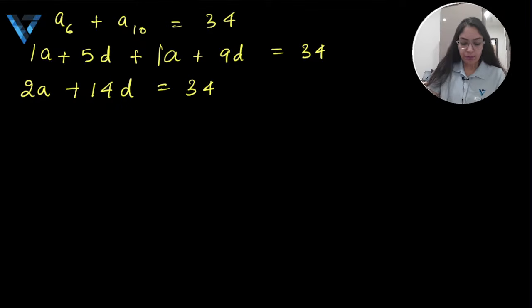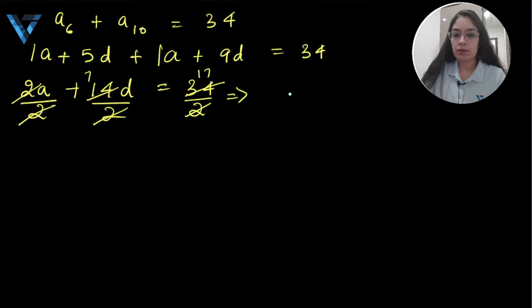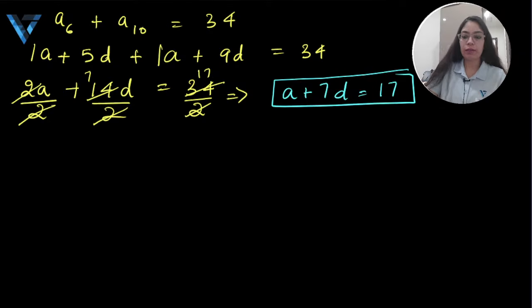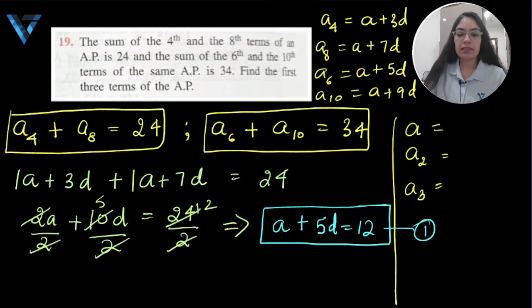Again here, 2 is a common factor, so we can divide by 2. After dividing by 2, the 2s get cancelled, and here we have 7 and here 17. So A plus 7D equals 17. We got the second equation. Now two equations we can solve by any method, and here it's always easy to solve by elimination.